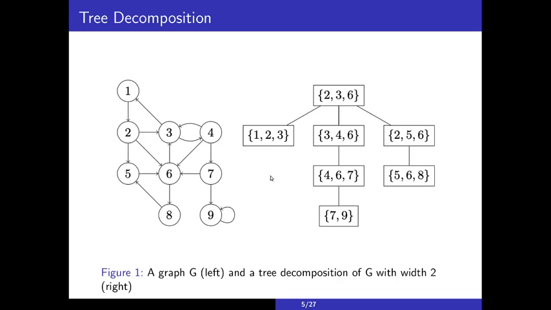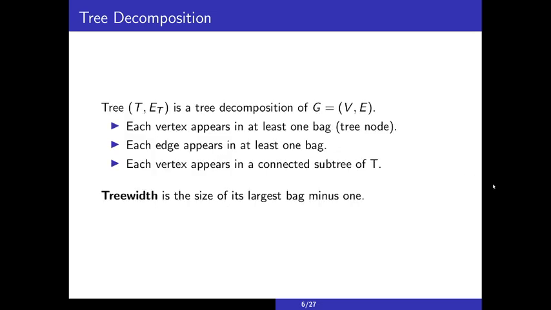Also, in the tree decomposition, we can see that we are left with two connected components, the first one being 1, 2, 5, 8, corresponding to the first one here, and the second one being 7 and 9, corresponding to the second one in the initial graph. Finally, Treewidth is defined as a number which is the size of the largest bag of the tree decomposition minus 1.